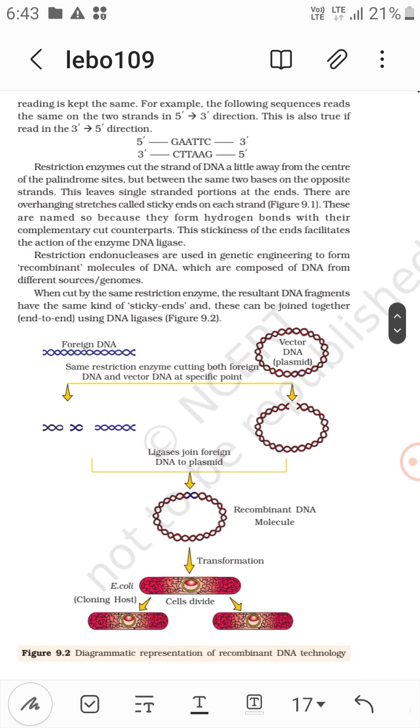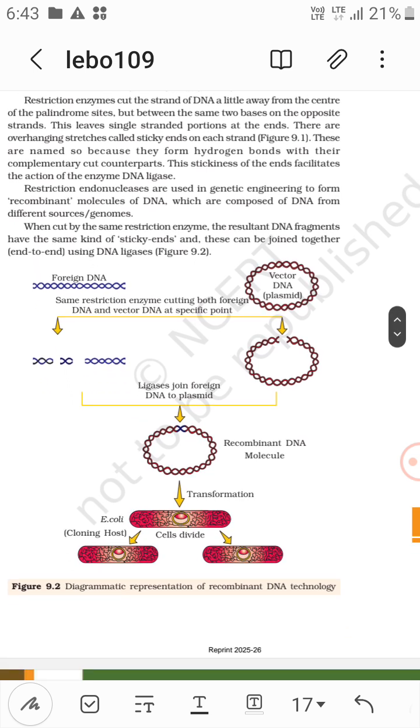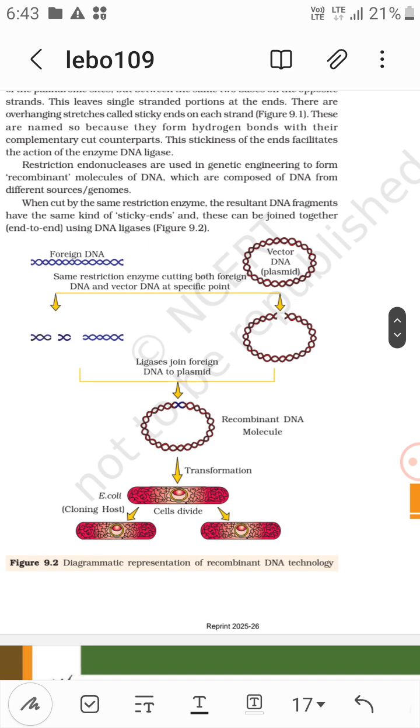Okay, so you can see the same restriction enzyme cutting both foreign DNA and vector DNA, the plasmid, at a specific point. As you saw, ligases join the foreign DNA to the plasmid. So a recombinant DNA molecule is formed.